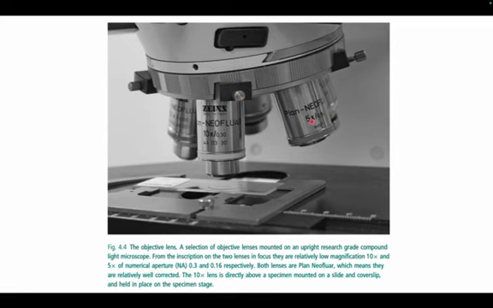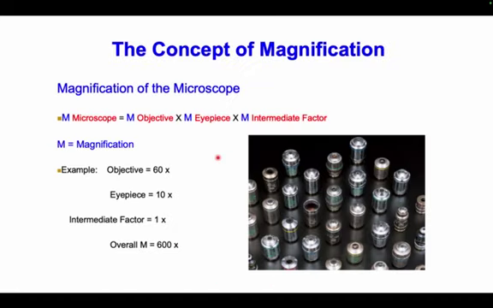So this is going to magnify your image 5 times. This is going to magnify 10 times, and so on. Okay. There's also a lot of other information that's written on this objective, but that is something that you have to worry about maybe at a later stage.